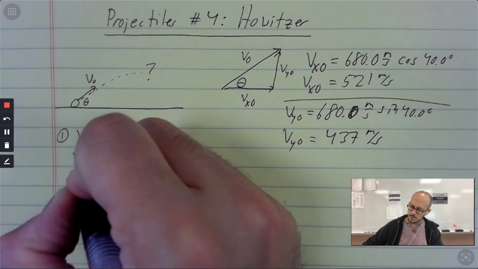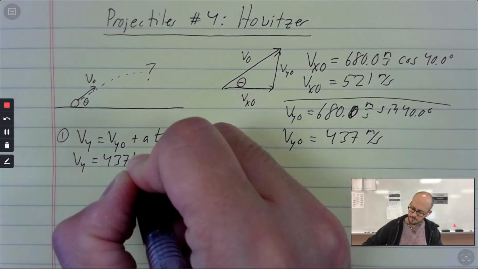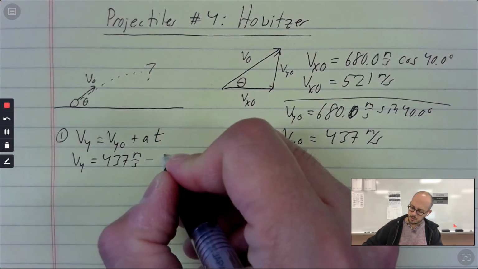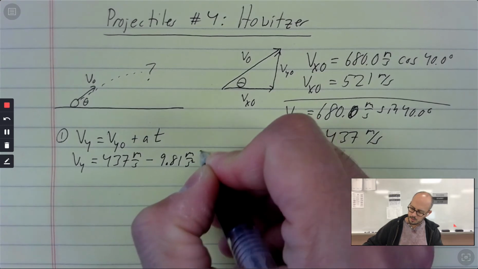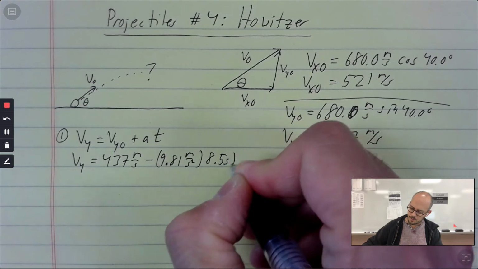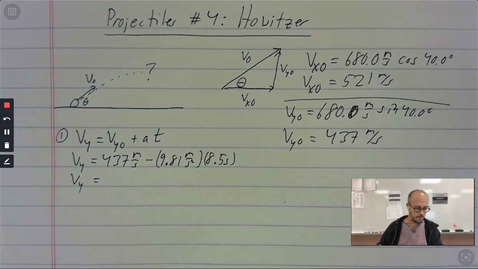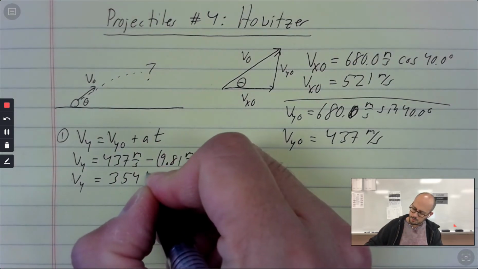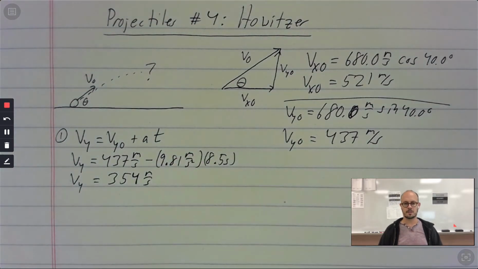So my vertical velocity is going to be my initial vertical velocity, 437, plus at. Now acceleration due to gravity is negative 9.81, and I'm multiplying that by the time, which is 8.5 seconds. And so the vertical velocity is going to be a positive number. It's going to be 354 meters per second.